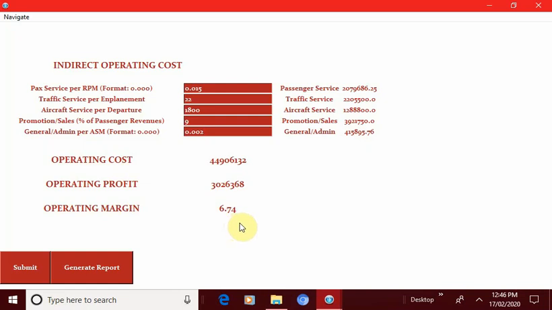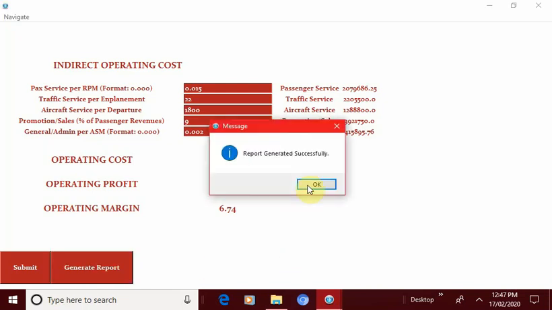Now this needs to be generated in a very formatted way, which would be very easy for the user to look into this particular report. So we just click the generate report button. Report generated successfully. Click OK.